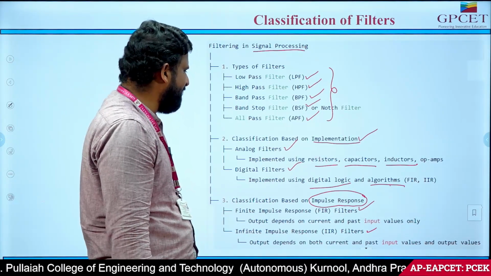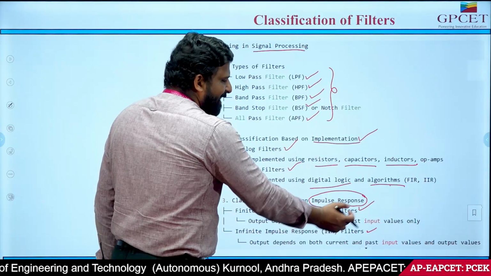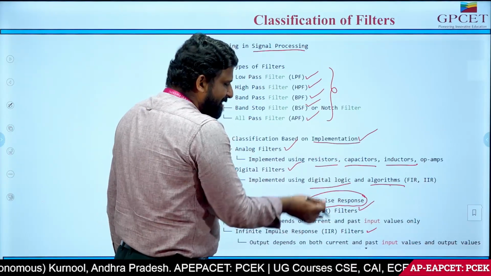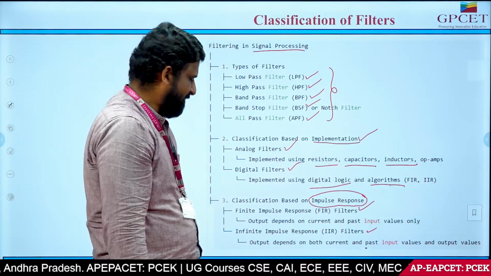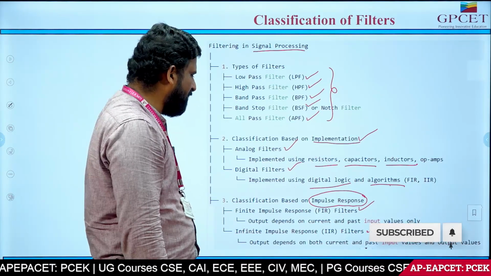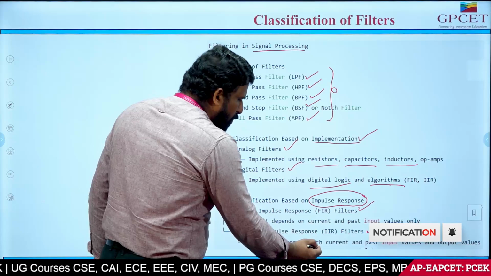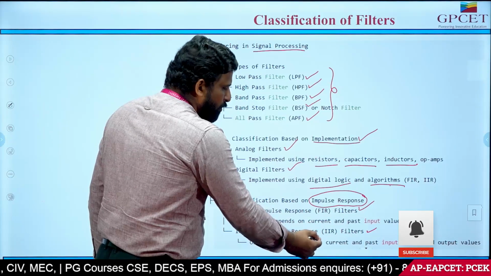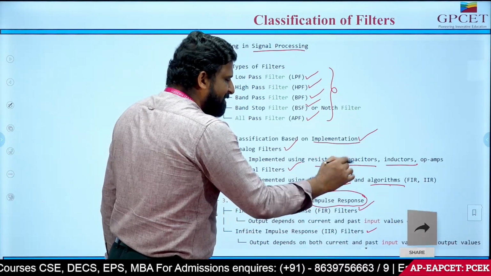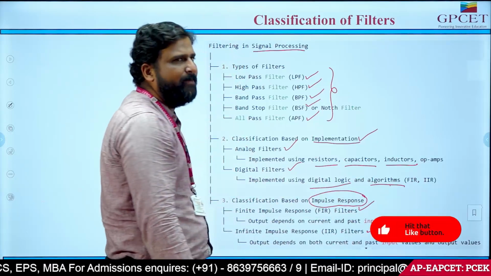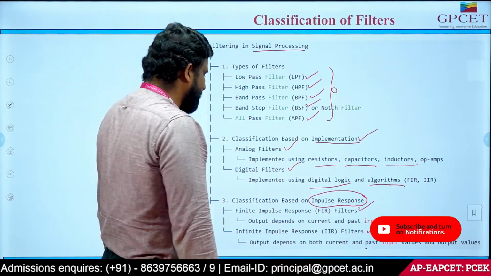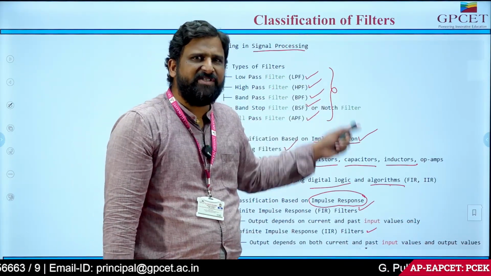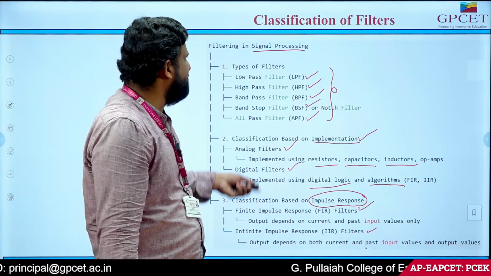When we call it a FIR filter, the output depends on current and past input values. Please keep it in mind. When the output depends upon current and past inputs, that type of filter is said to be a FIR filter. Now infinite impulse response, IIR: the output depends on both current and past input values and output values. Here the output y of n depends on the current value x of n, the past value x of n minus 1, and output values. If it depends upon all three things, that type of filter is said to be an IIR filter.